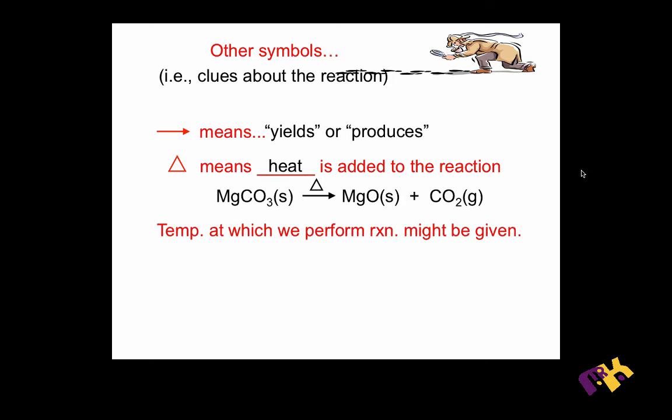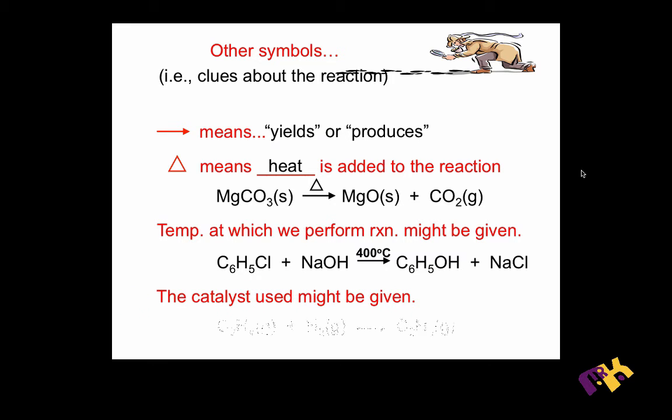If we actually have to run the reaction at a certain temperature, then we would provide that information along with the yield sign. Maybe just knowing to add heat is good enough. Maybe there's a specific temperature at which the decomposition, synthesis, or replacement reaction might happen, and that can be noted as well. If it requires a catalyst to help the process happen, then we would include that right above the yield sign.